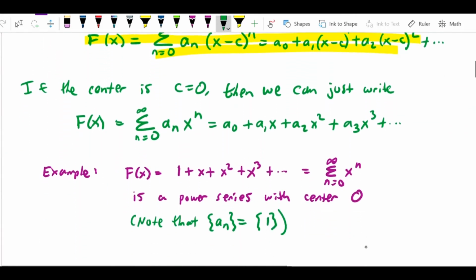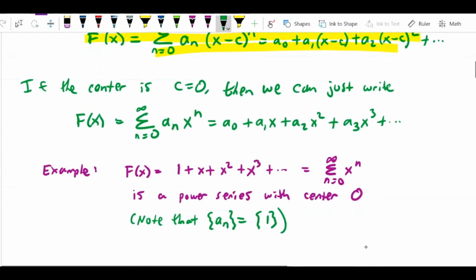So here are just some examples that I've put up. Here's an example. f of x is equal to 1 plus x plus x squared plus x cubed, and so on, which we can write as the sum from n equals 0 to infinity of x to the n. Now that's just a compact way of writing that it's all the ascending powers of x. And of course here you see 1, you say where's the x? That's just x to the 0. So this is an example of a power series with center 0.